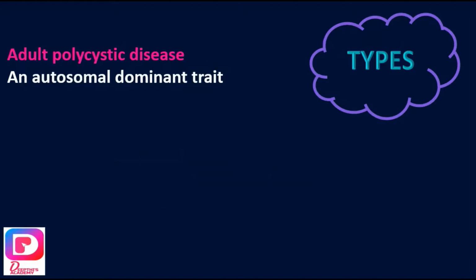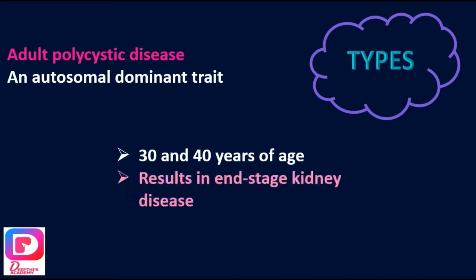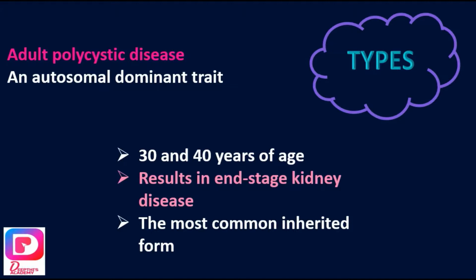The second type is adult polycystic disease. It's an autosomal dominant trait that manifests between 30 and 40 years of age, but can begin earlier, even in childhood, and results in end-stage kidney disease. Autosomal dominant PKD is the most common inherited form.